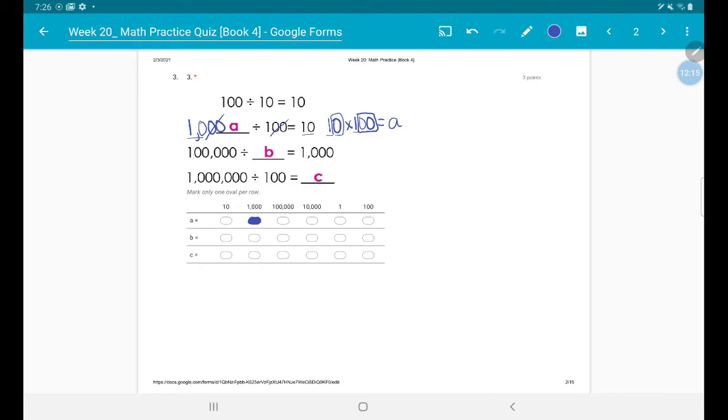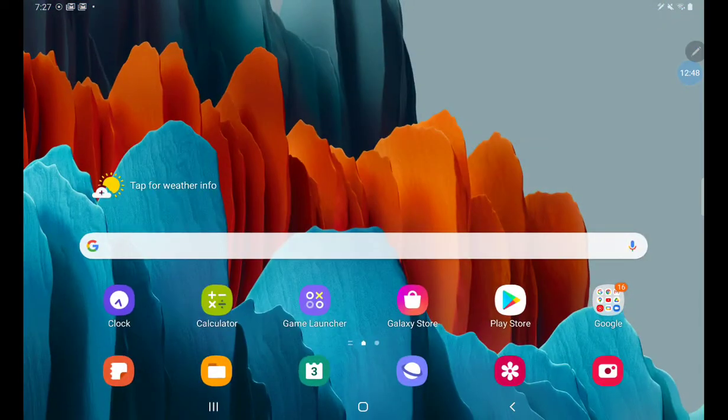Okay, so B, 100,000 divided by what number is equal to 1,000? I can make it a multiplication problem. 1,000 times B equals 100,000. Well, I have 3 zeros, 3 zeros. 1 times 1 equals 1. So I'm going to need 2 more. B is going to be equal to 100.